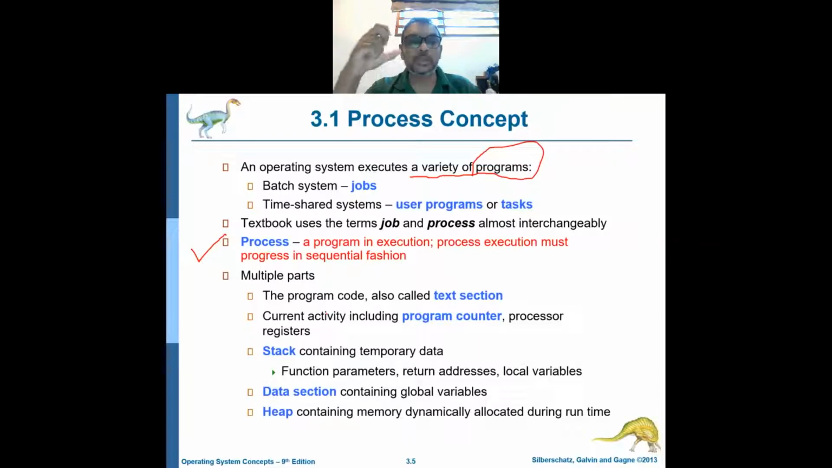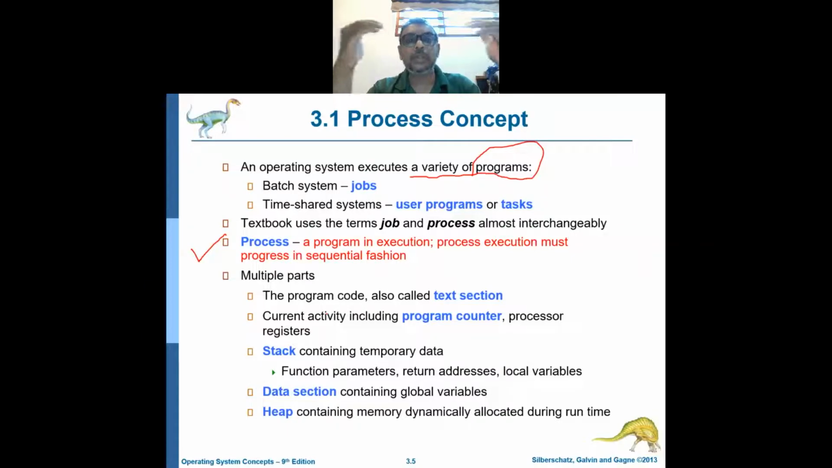Okay, so each process has a program code, which is called a text section. And it also has a counter, stack, data section, and a heap. What are all these? These are all information about one process. Each process, like I told you before, is different. PowerPoint is different, Excel is different, Chrome is different, YouTube is different. Each of these processes is different, but they are all run by the operating system.